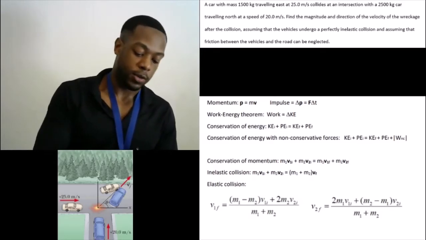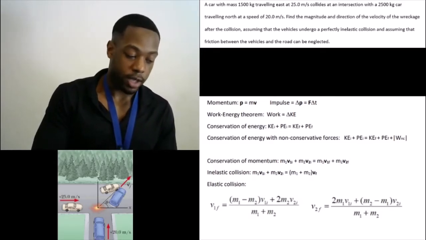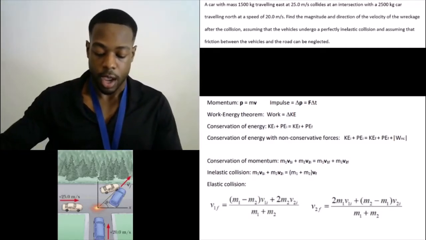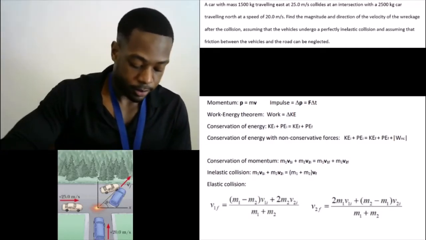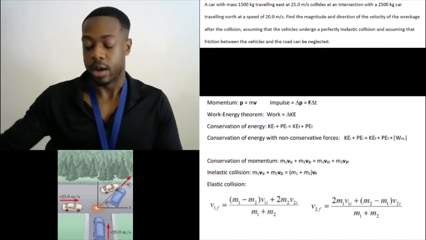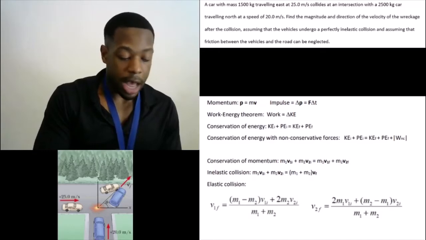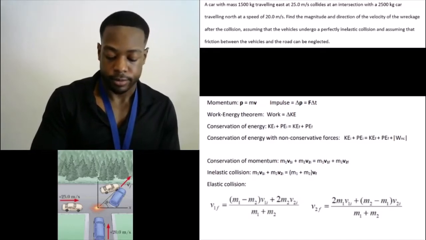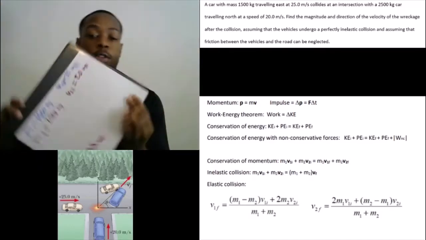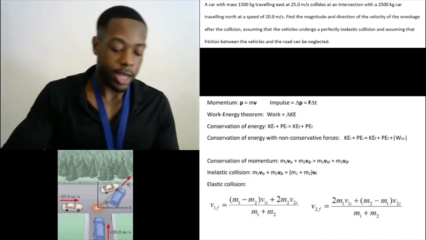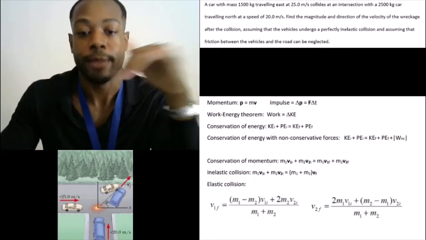Try both of these. V final y is 12.5, and V final x is going to be 9.375. So we've got those two values. Let's point to our diagram here, right?